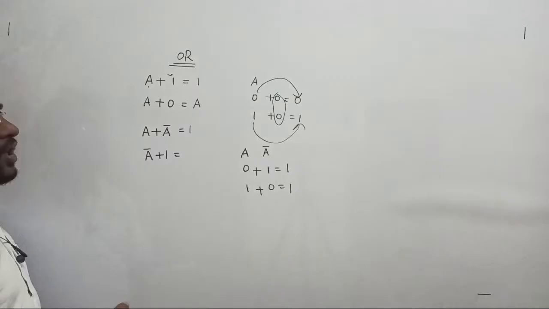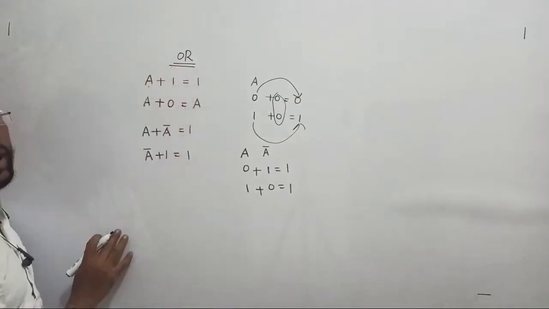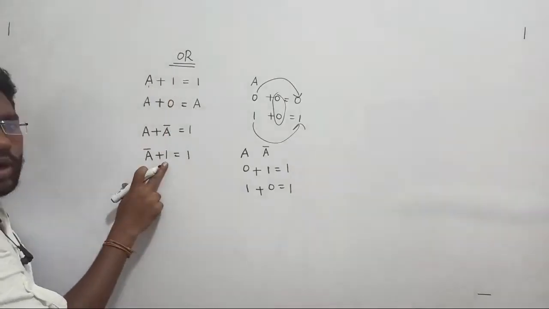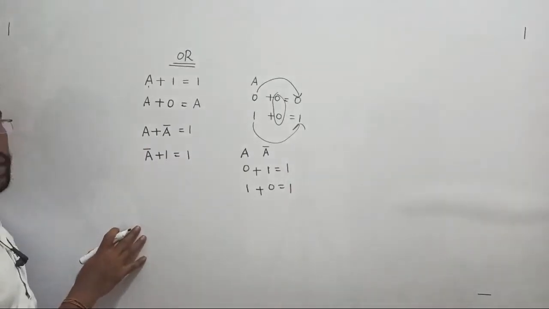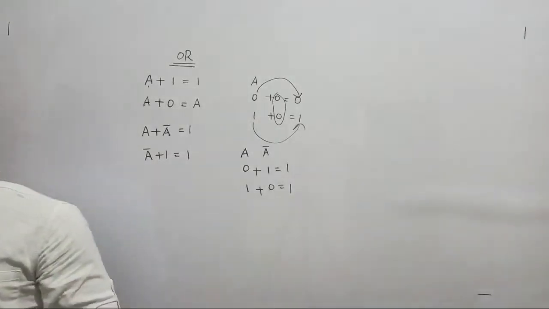A bar plus 1 is what? I said, see there, irrespective of anything, plus 1 is always equal to 1, irrespective of that variable. Because in our OR operation, if at least one pin is enabled, then the output will become 1 only. Clear? I think all of you are getting a clear idea. Clear? Yes. Let us see some more of this.